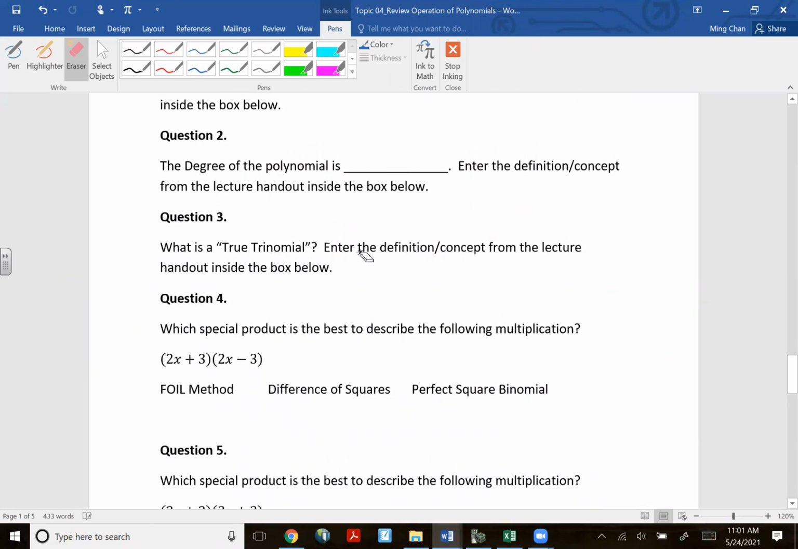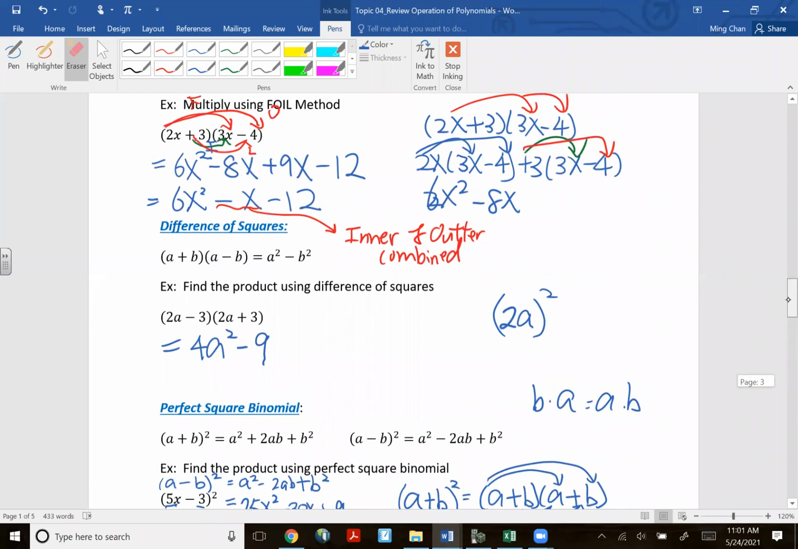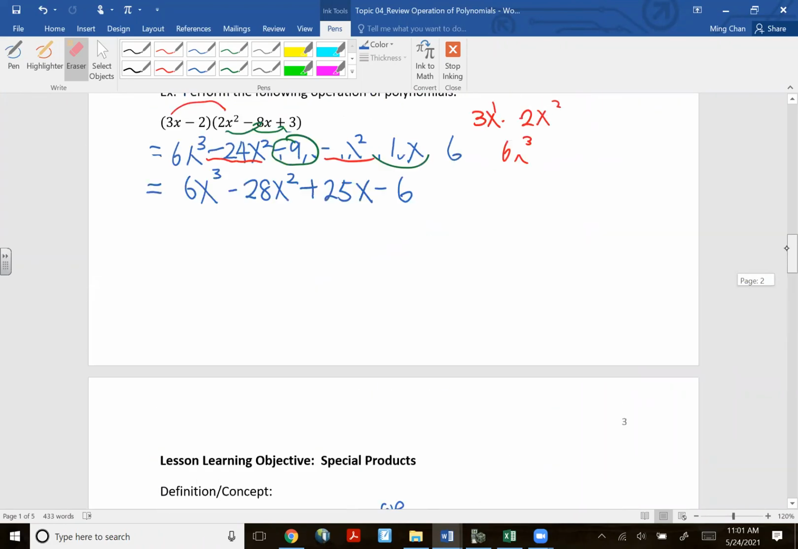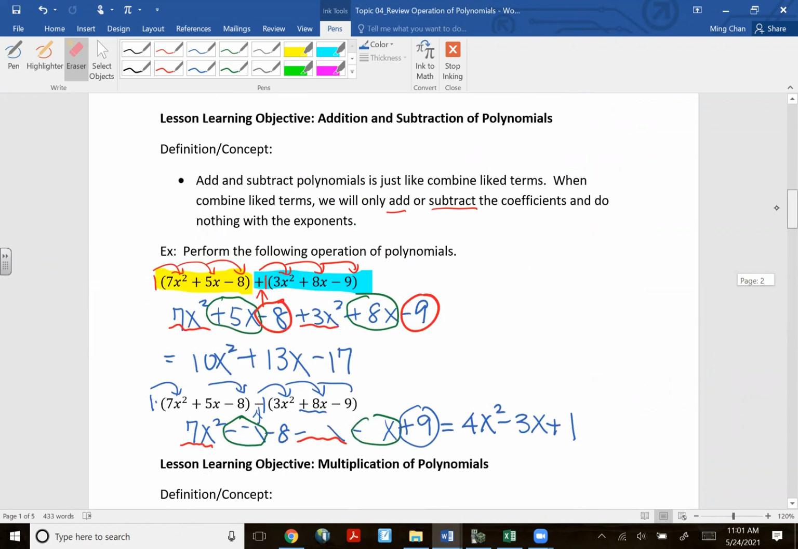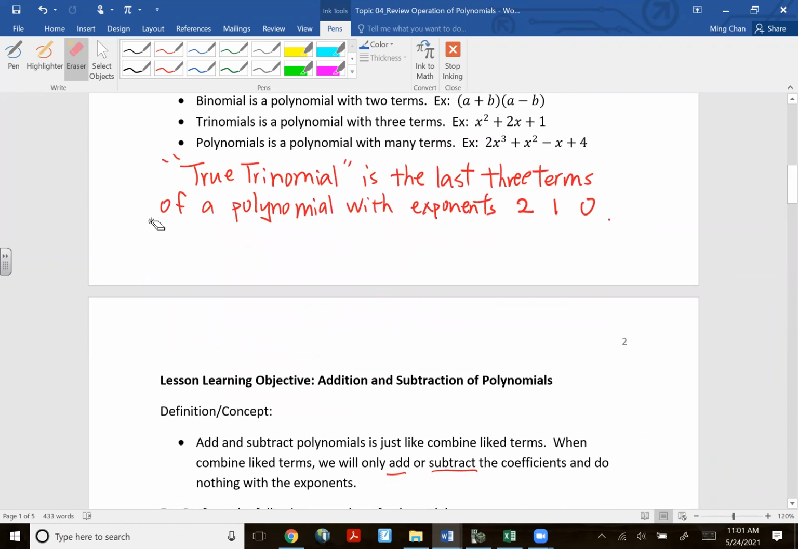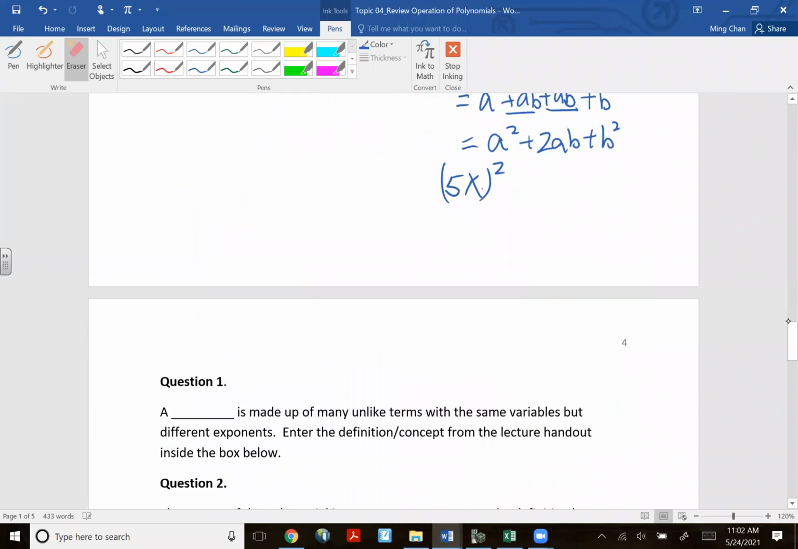What is a trinomial? Into the definition. All right, so it's right here. A trinomial is the last three terms of a polynomial with exponents that say 2, 1, 0 power. That would be question 3.